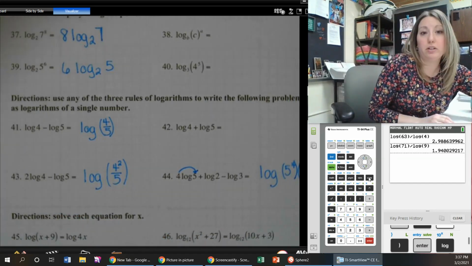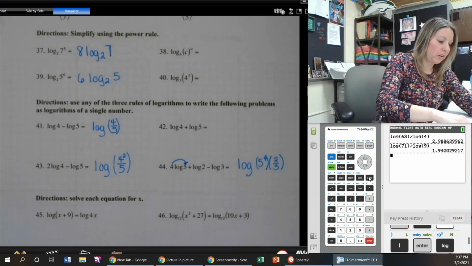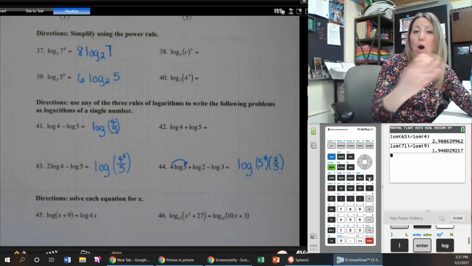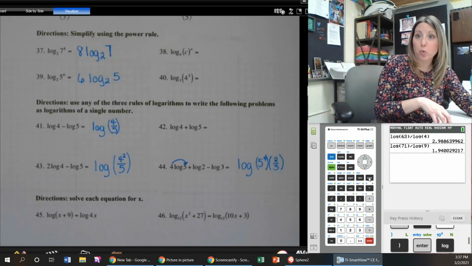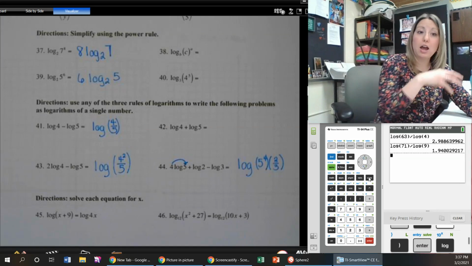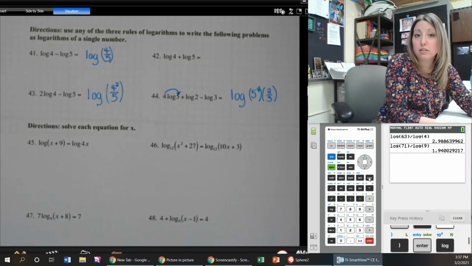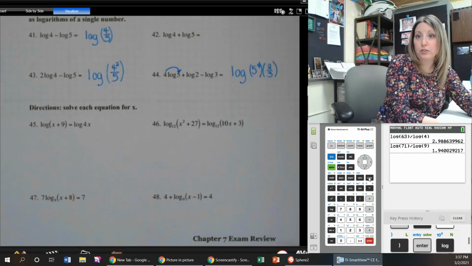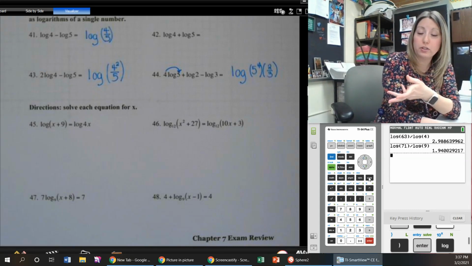Oops. How about we need to see that? There we go. Now, why did we do all this log stuff? Because we might run into equations where this would be really handy. And equations like 45 to 48, these are the types of equations you'll see on the test. You will also see exponential equations, which I'll show you in a second.